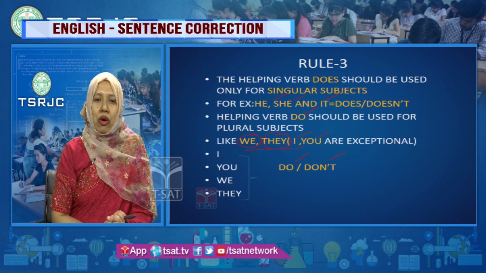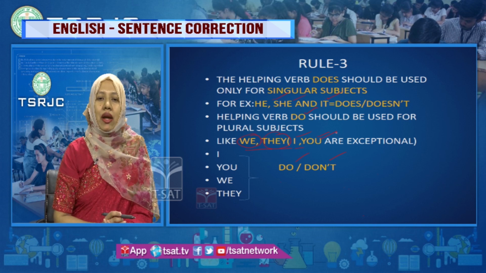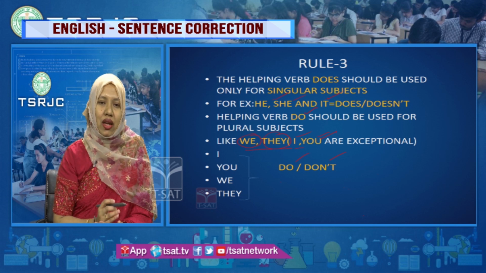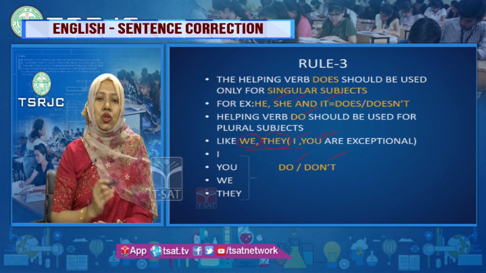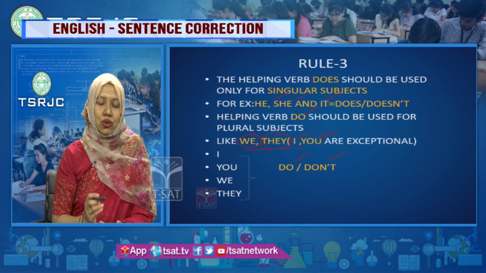Now, when we talk about the helping verb "do," it should be used with plural subjects like we and they. I and you are exceptional subjects. Though I is singular and you is also referred to as a singular subject, whenever a sentence starts with I and you, you should use "do." I do. I don't do this. I don't like to do this.